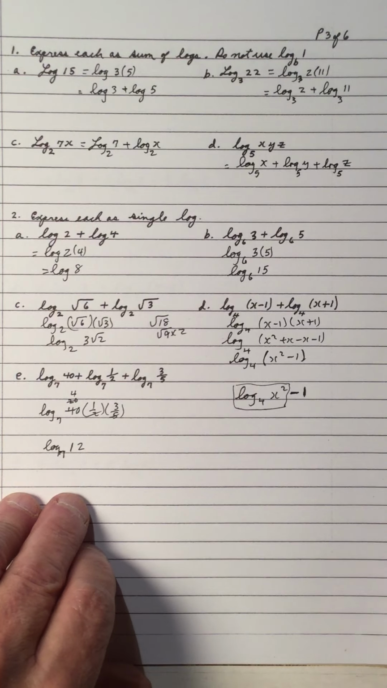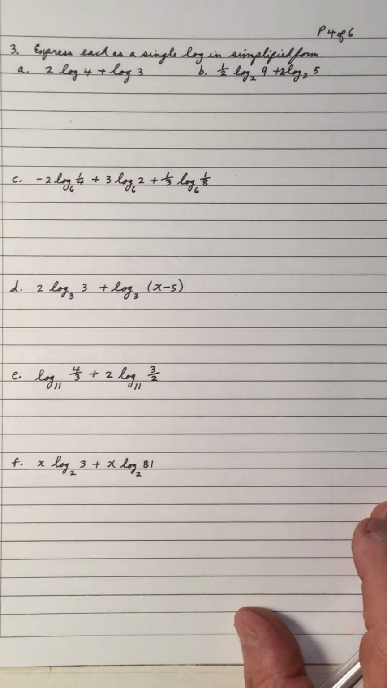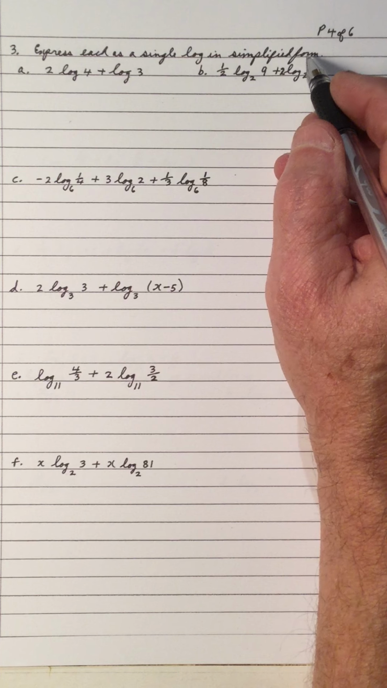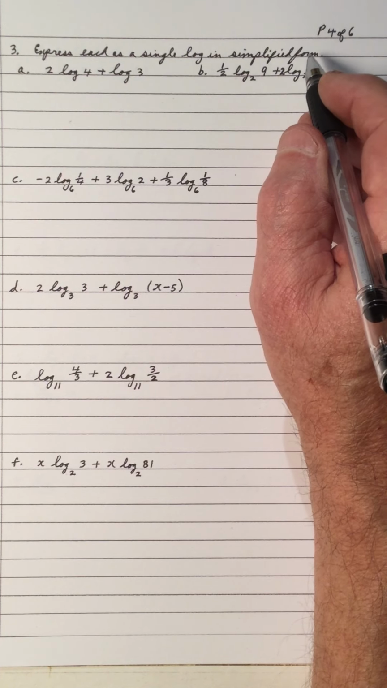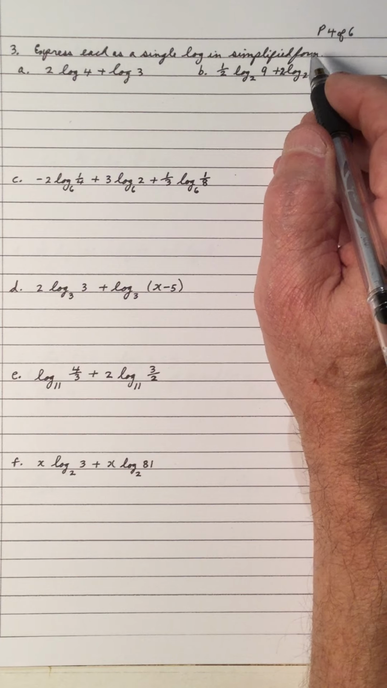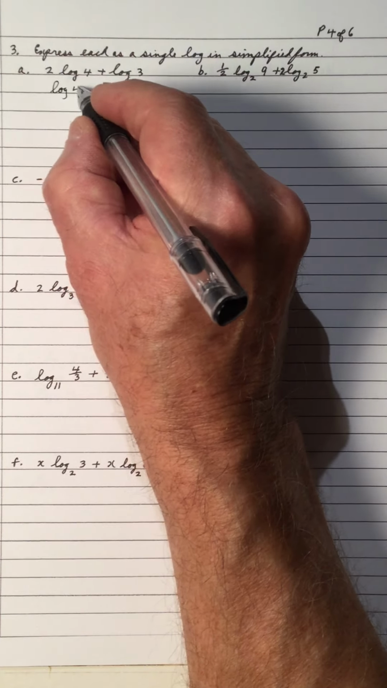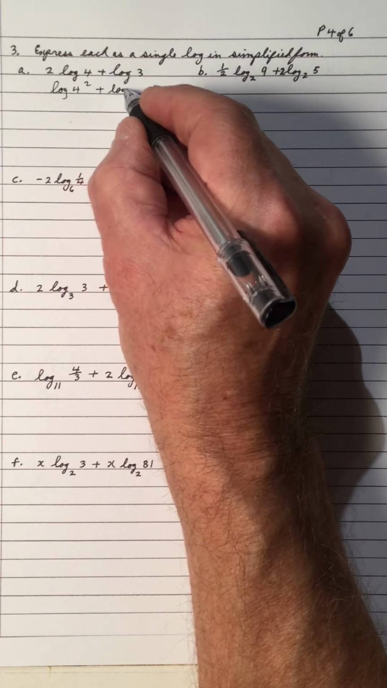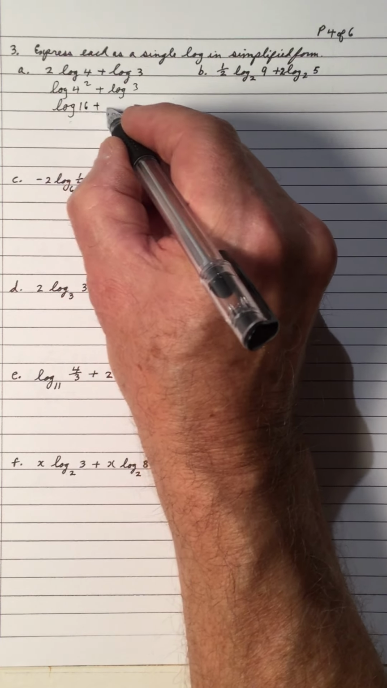Okay, let's do some more examples. The more examples we do, the more it'll help you understand better. Express each as a single log in simplest form. Now, notice the first rule when we combine logs, simplify logs or solve log equations is do the power rule. So the power rule, the 2 goes to the power of 4. And so 4 squared is 16.